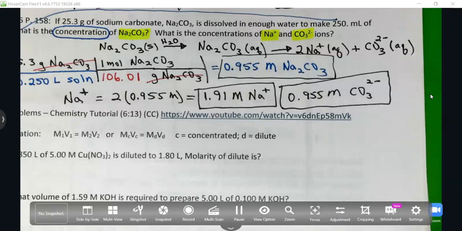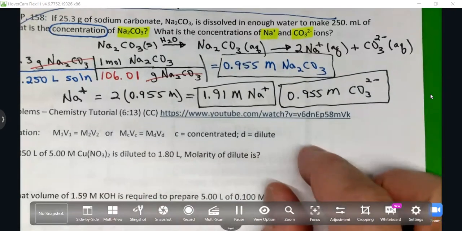Okay. Now, the next example is just a dilution. If you have a more concentrated solution, but you don't want that much of a concentrated solution, it would make sense that you can just add water and dilute it down, right?